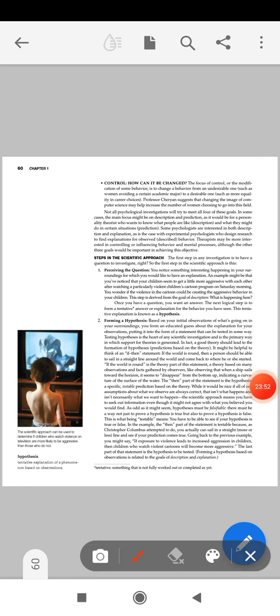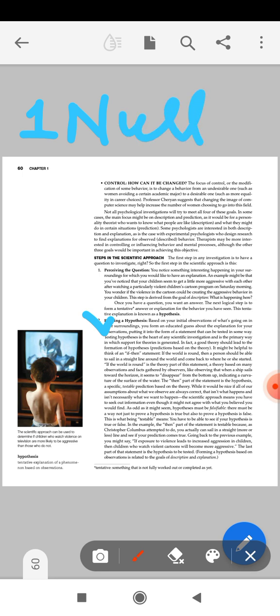And once you have a question, you want an answer. If you have a question, surely it's human behavior, you will strive for the answer. And the next logical step is to form a tentative hypothesis. Now what is the hypothesis? There are two types of hypothesis. We will also study this in our statistics part, but here I am telling you some initial steps. One is the null hypothesis, and the second one is the test hypothesis, or research hypothesis. It may also be called the research hypothesis.